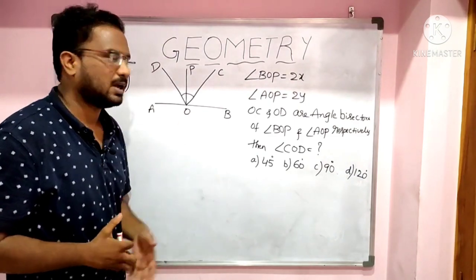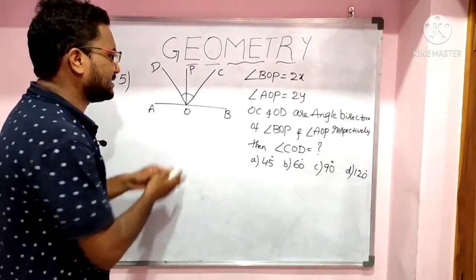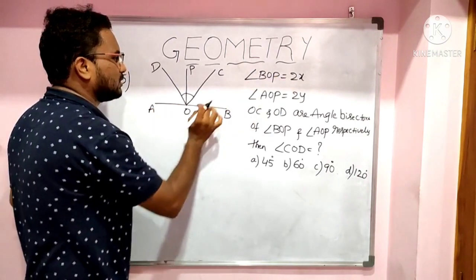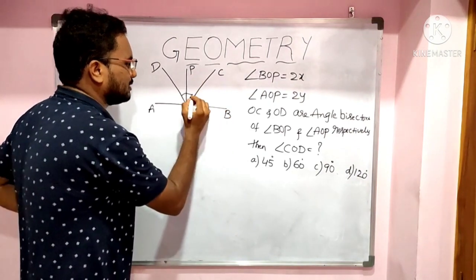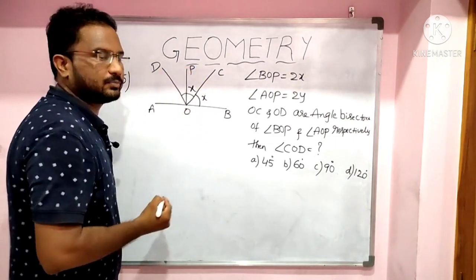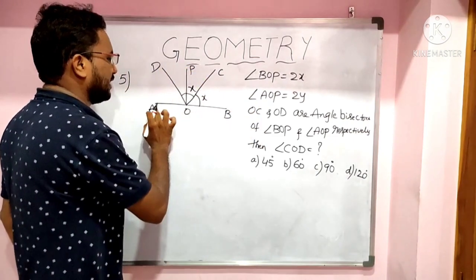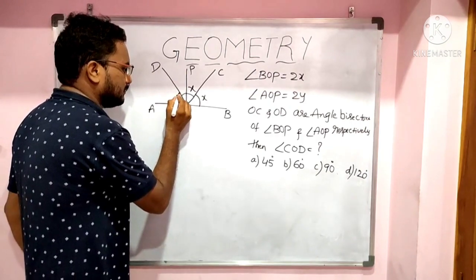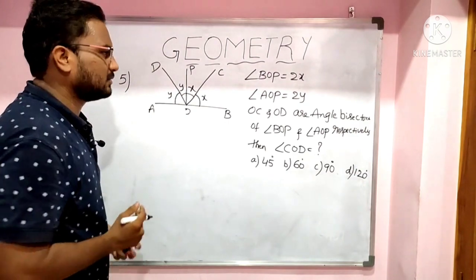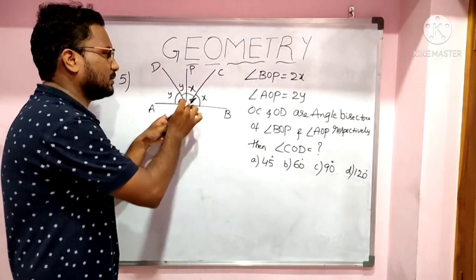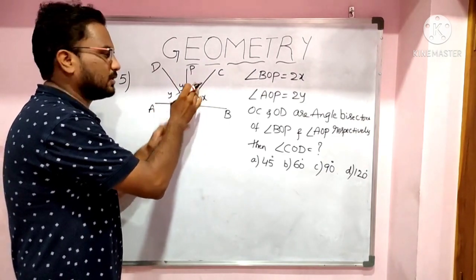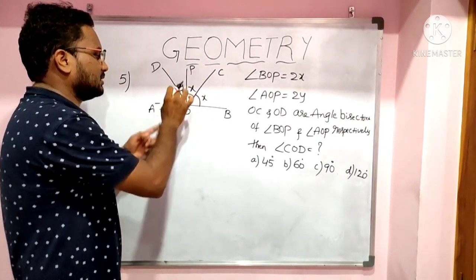I already told you, angle bisector means which bisects the given angle into two equal parts. That means angle BOP equal to 2x, so this is x and this is x. Also angle AOP equal to 2y, so this is y and this will be y. OC is the angle bisector, so angle BOP is divided into two equal parts: this is x, this is x, and this is y, this is y.